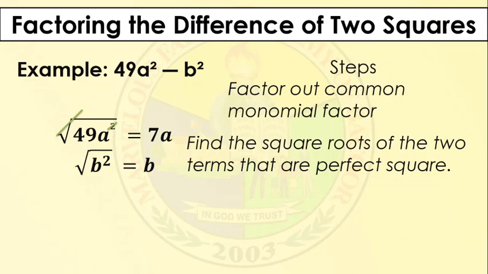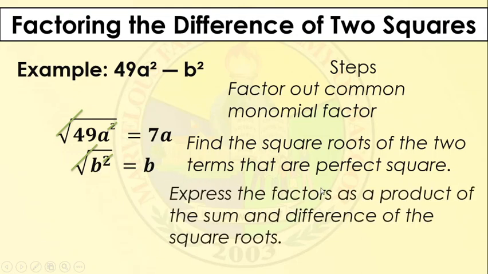Okay? The next, kunin natin yung square root ni b square. So, b square. So, ang exponent ni b ay 2 at ang index ni radical sign ay 2. So, pwede natin yung i-cancel. At ang matitira na lang ay b. Okay? So, square root of b squared, the answer is b.